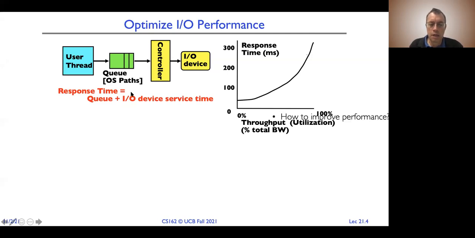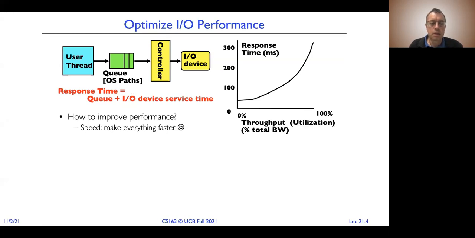Okay, and so how are you going to improve this system? Well, there are a few ways. One, speed, right? You can make everything faster. Each of these components, you can make it faster. You reduce the overhead of the context switching.